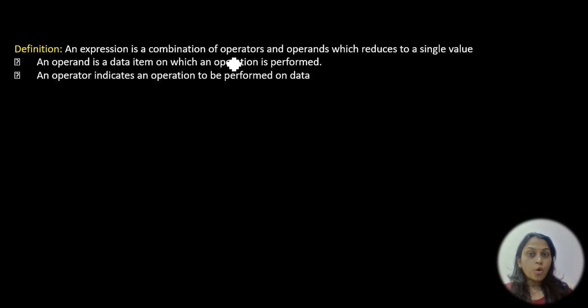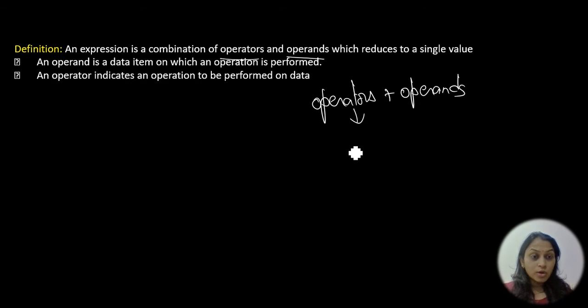An expression is a combination of operators and operands which reduce to a single value. That is the meaning of the expression. So it is a combination of operators plus operands. What do you mean by operators? Operators are nothing but the arithmetic operations like plus, minus, divide, modulo, multiply. These are called operators, which perform the operation.